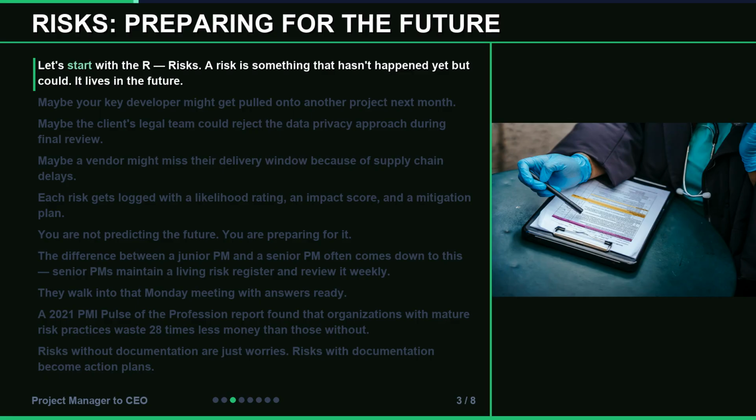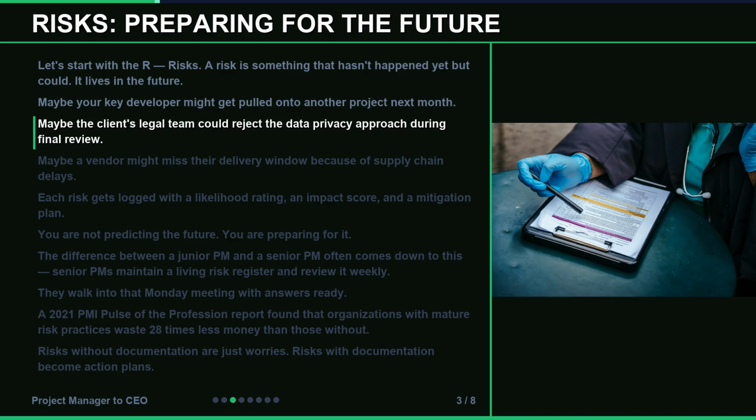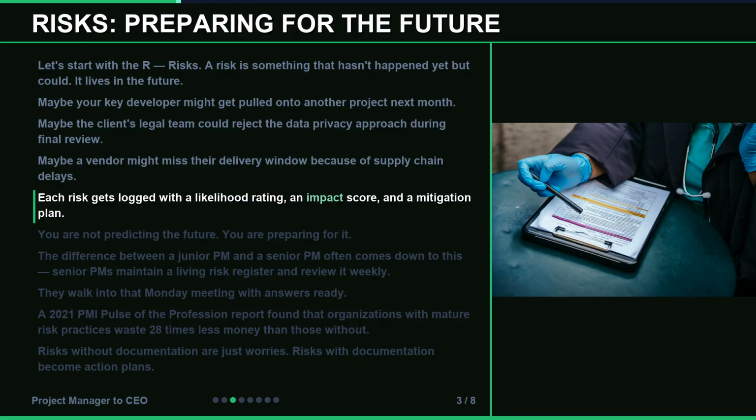A risk is something that hasn't happened yet but could. It lives in the future. Maybe your key developer might get pulled onto another project next month. Maybe the client's legal team could reject the data privacy approach during final review. Maybe a vendor might miss their delivery window because of supply chain delays. Each risk gets logged with a likelihood rating, an impact score, and a mitigation plan. You are not predicting the future. You are preparing for it.